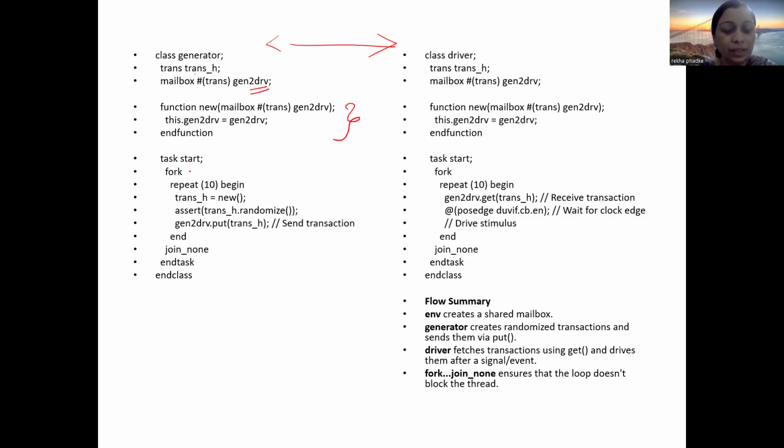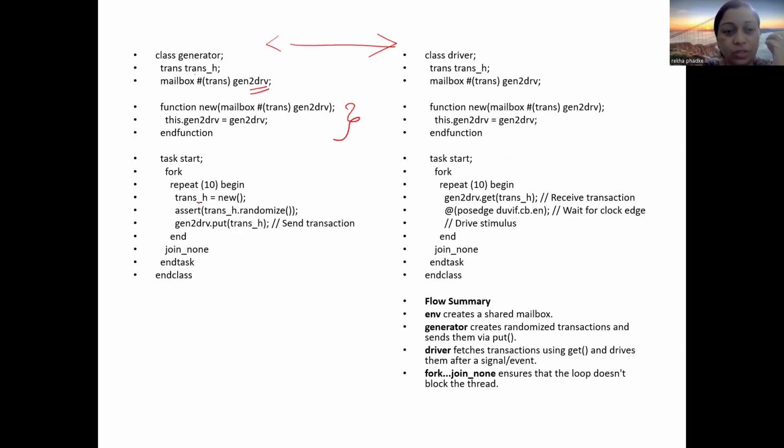Okay. Then a task is written, wherein inside the task I start with fork join_none block. Then repeat of 10, so I'm repeating a process 10 times. So repeat of 10 begin. What am I doing here? Object is created.